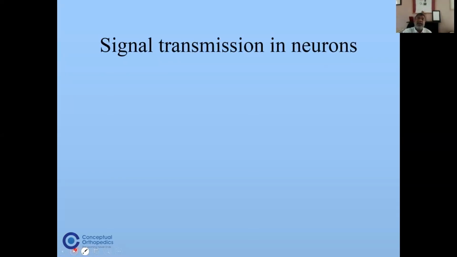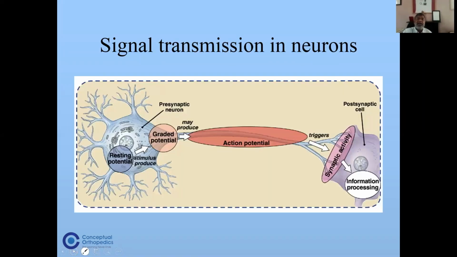Let's now discuss how this nerve conduction is done, or how the impulse is transmitted. Again, I would like you to remember three potentials, which we will keep repeating many times. First is, a nerve normally has a resting potential, and we'll discuss this in a minute.